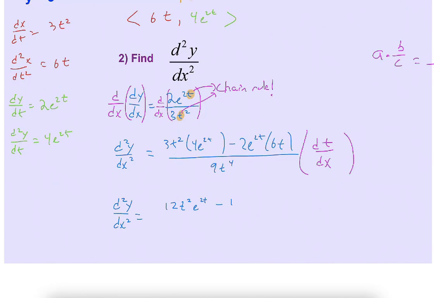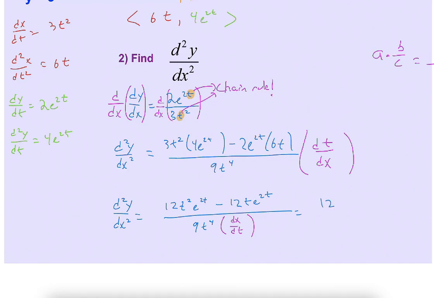Minus 12 t e to the 2t over 9t to the 4th times, because of the chain rule, dx dt. So again, just to recap what I've just done, instead of multiplying by dt dx, which is the derivative of the inside function, what I'm going to do instead is divide by its reciprocal, dx dt. So I'll put a dx dt in the denominator.